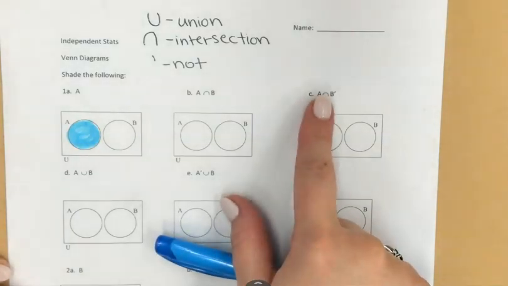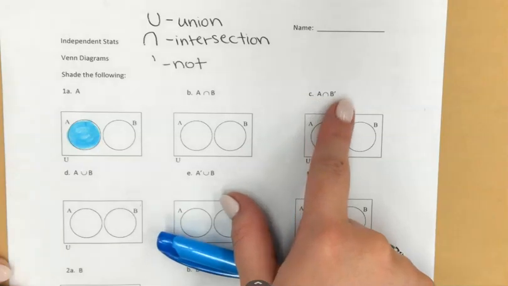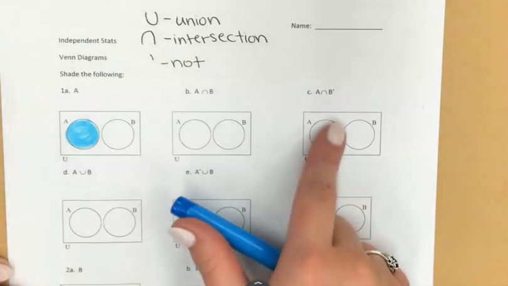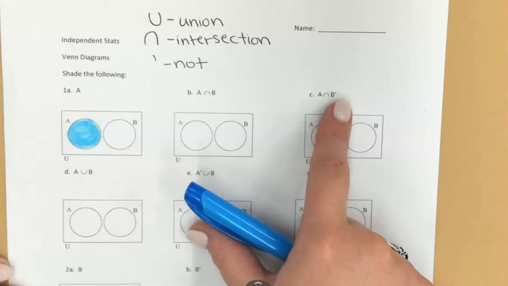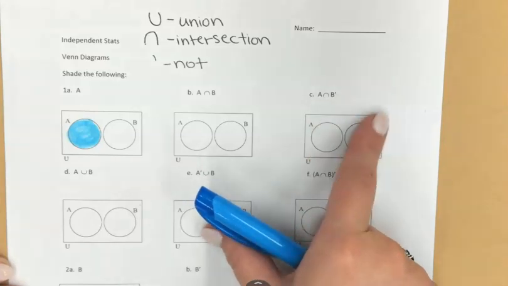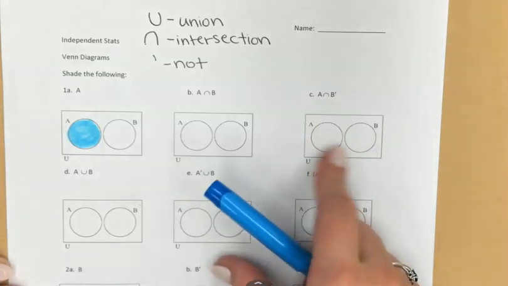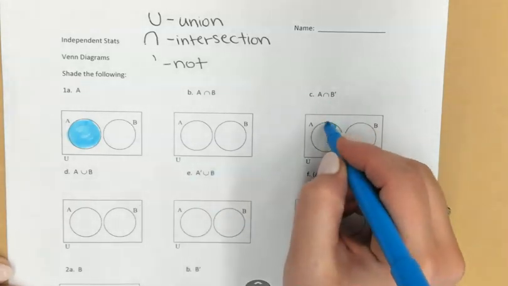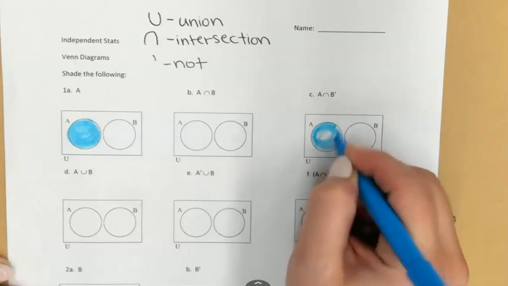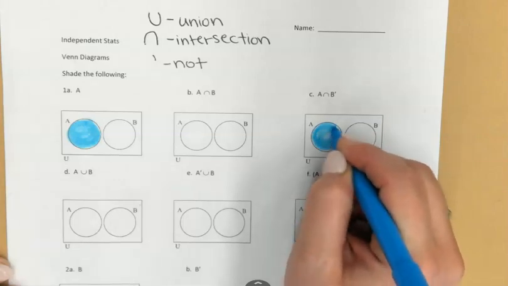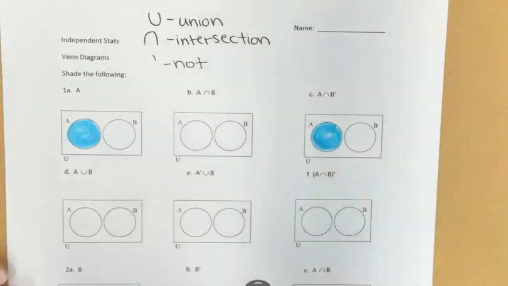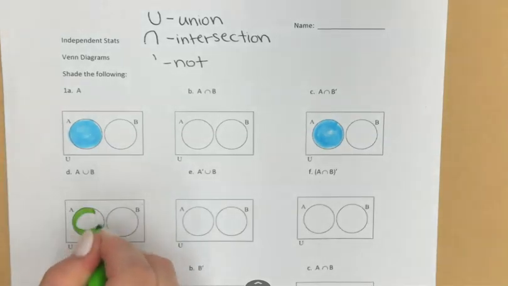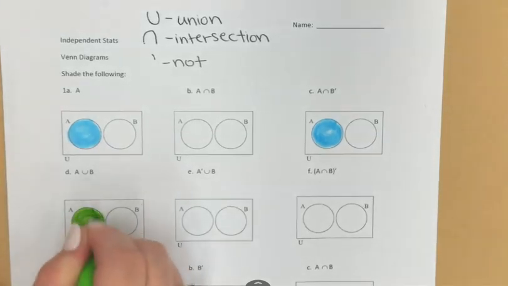This one is, where do A and not B intersect? Well, we know A is circle A, but let's talk about what not B is. Not B would be everything else but B, so my outside rectangle and A. So what do those have in common? Well, circle A. The next row, A union B. Again, union means what do they make together? Well, that's going to be circle A and circle B.